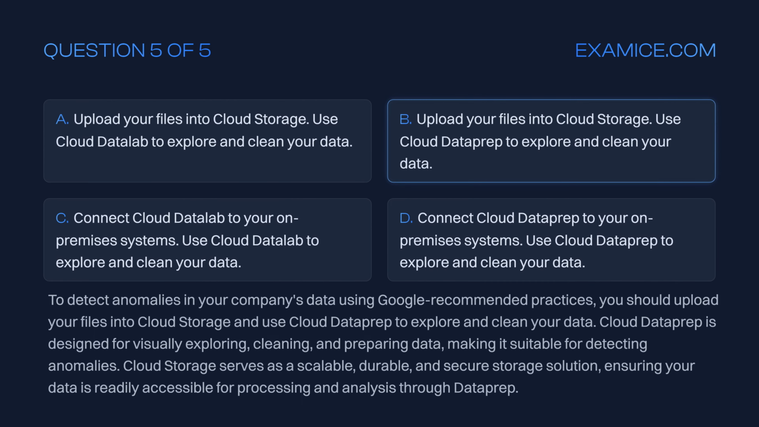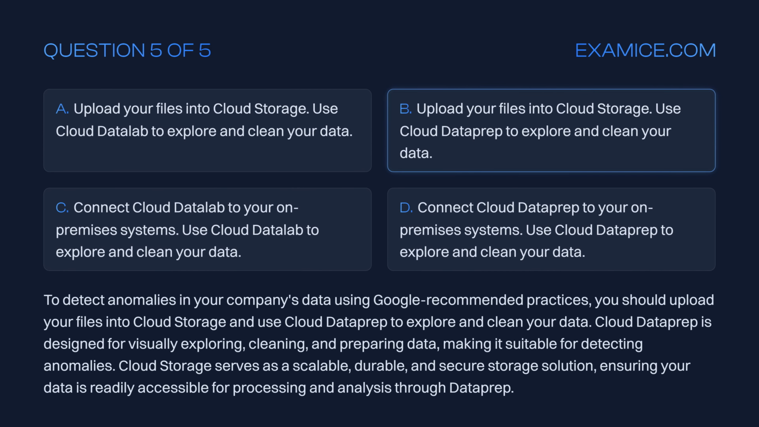The answer is option B. To detect anomalies in your company's data using Google recommended practices, you should upload your files into Cloud Storage and use Cloud Dataprep to explore and clean your data. Cloud Dataprep is designed for visually exploring, cleaning, and preparing data, making it suitable for detecting anomalies. Cloud Storage serves as a scalable, durable, and secure storage solution, ensuring your data is readily accessible for processing and analysis through Dataprep.